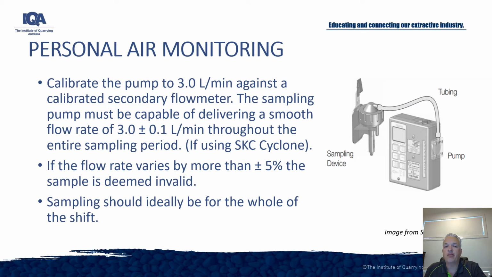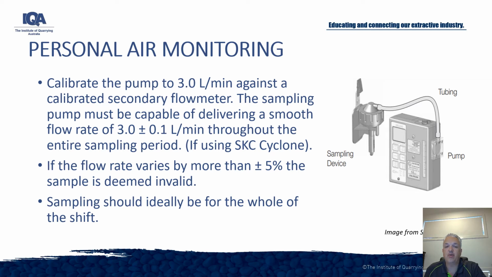So we've got to calibrate the pump to 3 litres per minute against a calibrated secondary standard. You can't use the little rotameter or the flow indicator on the pump. You must use a secondary flow meter to accurately get 3 litres per minute. Ideally, you want 3 litres plus or minus 0.1 litre per minute throughout the entire sampling period. The flow pre and post calibration cannot be more than 5%. If it's actually greater than 5%, you've got to make that sample invalid. So that's why you'll see occasionally results where they'll say invalid due to pump failure. It's because it's got to be no less than 5%.